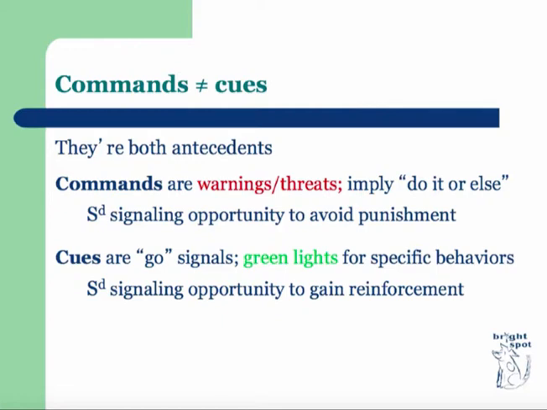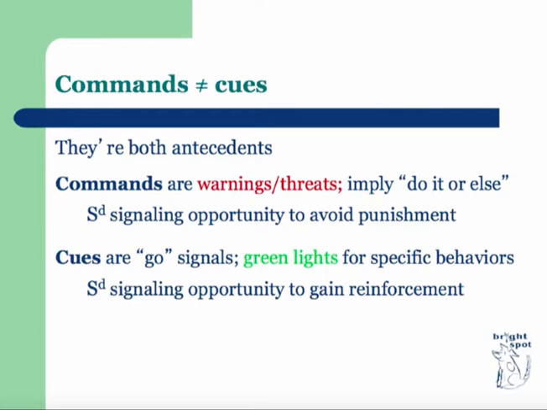Right? Training is all about behavior. I'm going to say the word behavior a lot because that's what training is about. It's about influencing the frequency of behaviors in our animals, in our learners, right? So the stimuli that precede those behaviors, we're going to call them antecedents. Commands and cues are both antecedents, but they're different in their meaning.